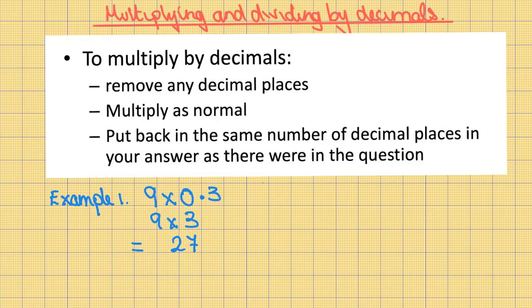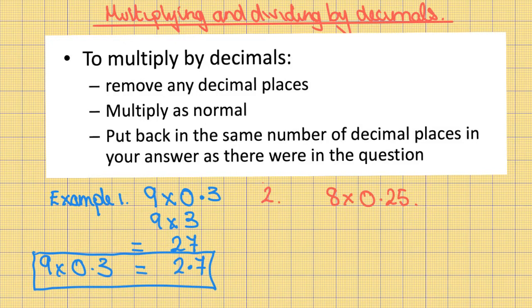If you look at the question, there is one number after a decimal place in the question, so there must be 1 in the answer. So 27 becomes 2.7. So 9 times 0.3 is equal to 2.7.